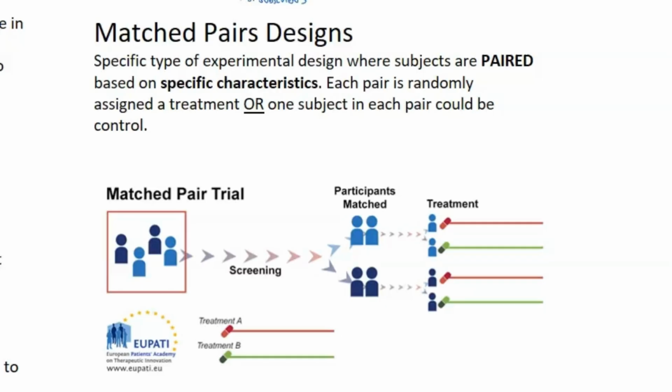So an example of this is, let's say you're doing an experiment and you want to eliminate bias based on gender. Then you can pair a male with a female, and then have one of them be the control group or just randomly assign the treatments between them.